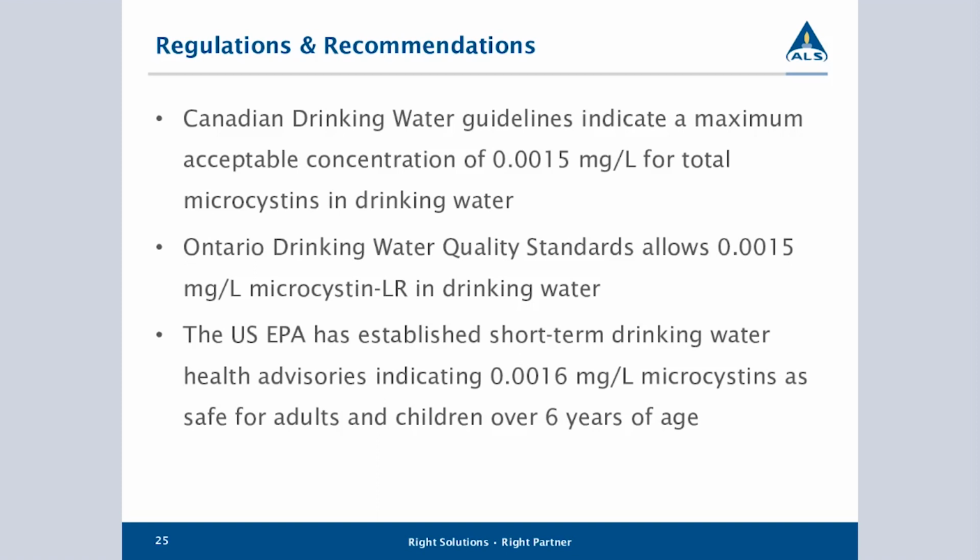Canadian drinking water guidelines indicate a maximum acceptable concentration of 0.015 milligrams per liter for total microcystins in drinking water. The province of Ontario also specifies drinking water guidelines for microcystin in their provincial standards. They allow 0.0015 milligrams per liter microcystin LR in drinking water.